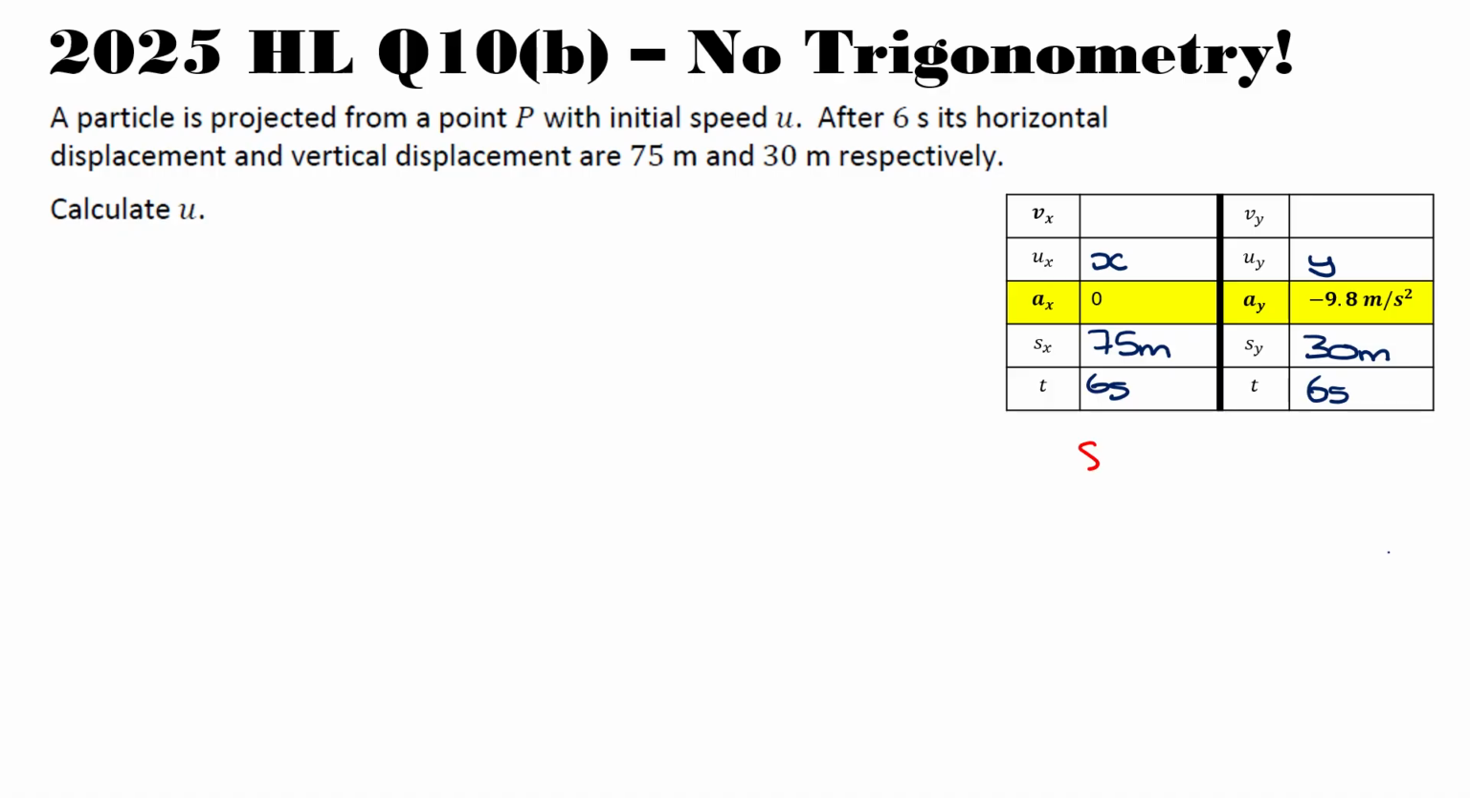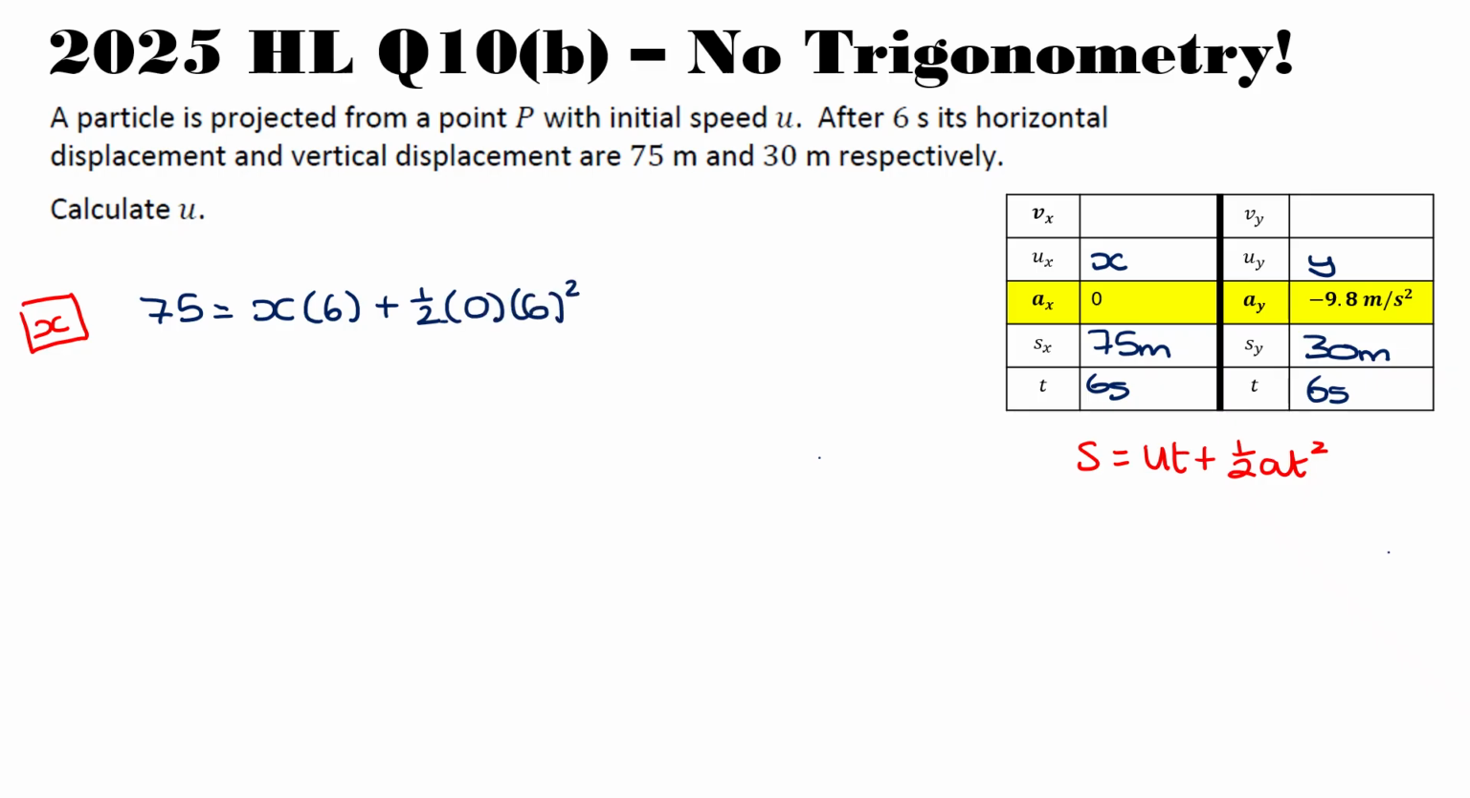So I'm going to work with both of them, and it's going to be s is equal to ut plus a half at squared. In the x direction, that's going to give me s, which is 75, is equal to x times 6 plus a half a t squared. That's all gone. x is 75 divided by 6, and that gives us 12.5 meters per second.